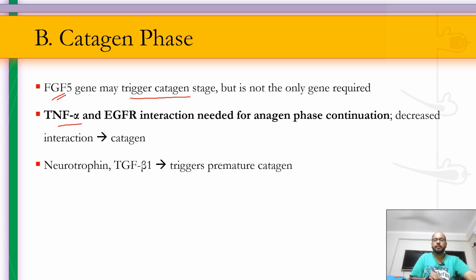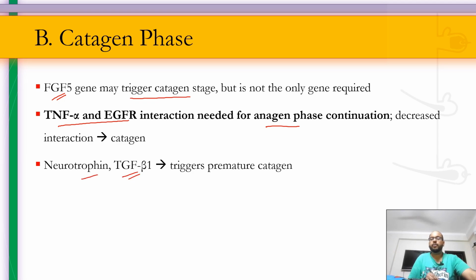TNF alpha and epidermal growth factor receptor interaction are needed for anagen phase continuation. That means for a hair to remain in anagen phase, you require a proper interaction between TNF alpha and EGFR. When this interaction is decreased, the hair will enter into a catagen phase. Okay, so TNF alpha and EGFR are stimulating the hair to remain in anagen phase. When this interaction stops, the hair will go into catagen.